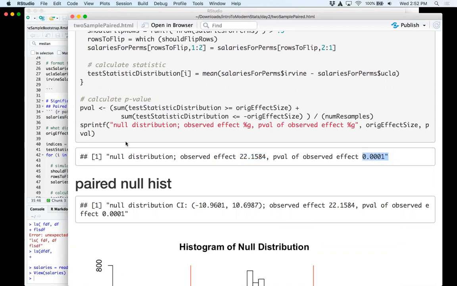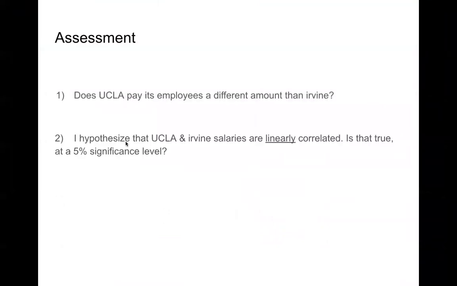Okay. Now, say, well, that was pointless. Why'd you do that? Well, now I have a slightly different hypothesis about the differences between schools. I hypothesize that UCLA and Irvine salaries are linearly correlated. Is that true at a 5% significance level? Do we get what I'm asking? What kind of test would you use here? What's that? Correlation. Yeah, use a correlation. And which resampling method would you use? Test if something's real.